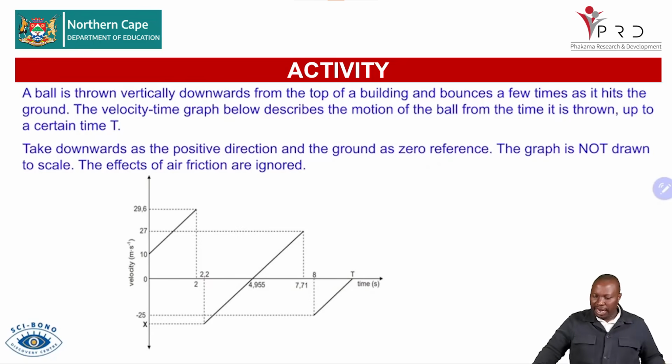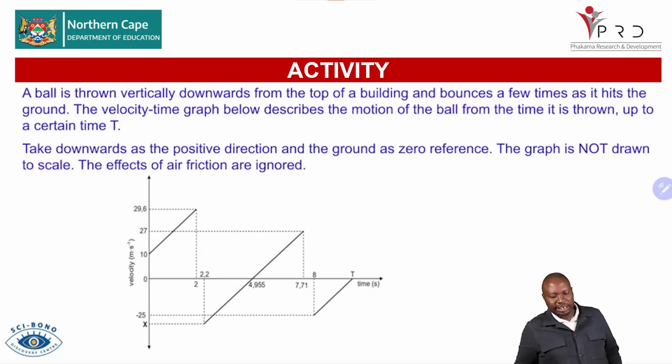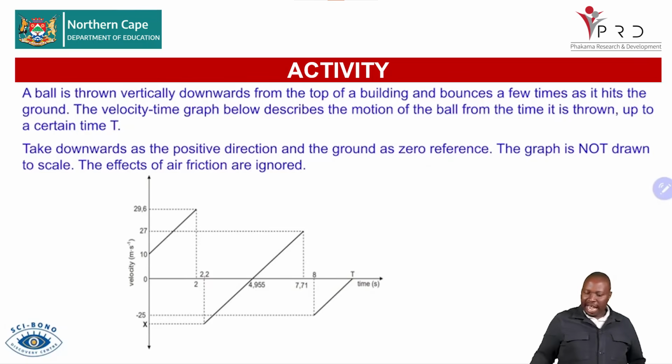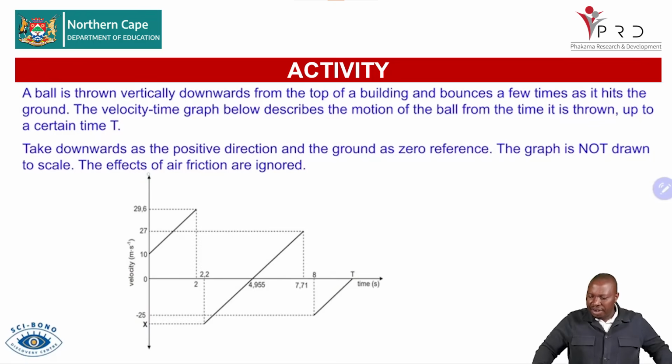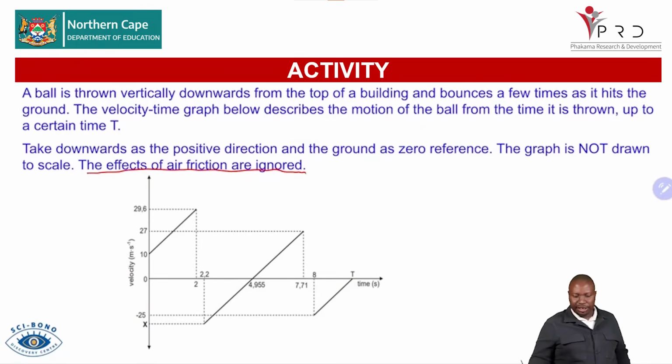And we said a projectile from the top of the building and bounces a few times as it hits the ground. The velocity time graph below describes the motion of the ball from the time it's thrown to a certain time t. Take downwards as the positive direction and the ground as the zero reference. The graph is not drawn to scale. The effects of air friction are ignored. So that is very much important.